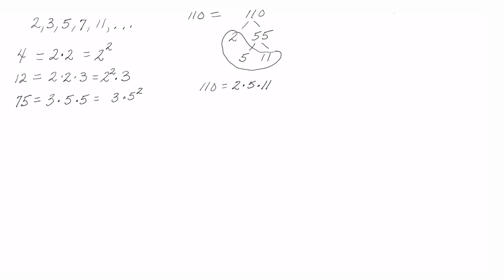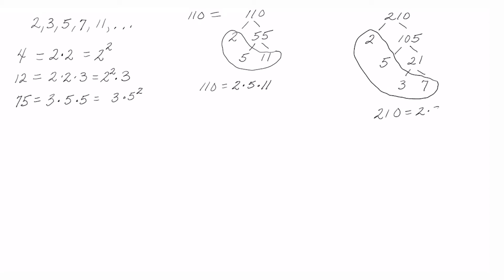How about 210? So let's do 210. So once again, that's an even number, so that's going to be 2 times 105. And 105, of course, is divisible by 5 since it ends in a 5. Well, that's going to be 5 times 21. And 21 is going to be 3 times 7. So my factors of 210 are going to be 2 times 3 times 5 times 7.